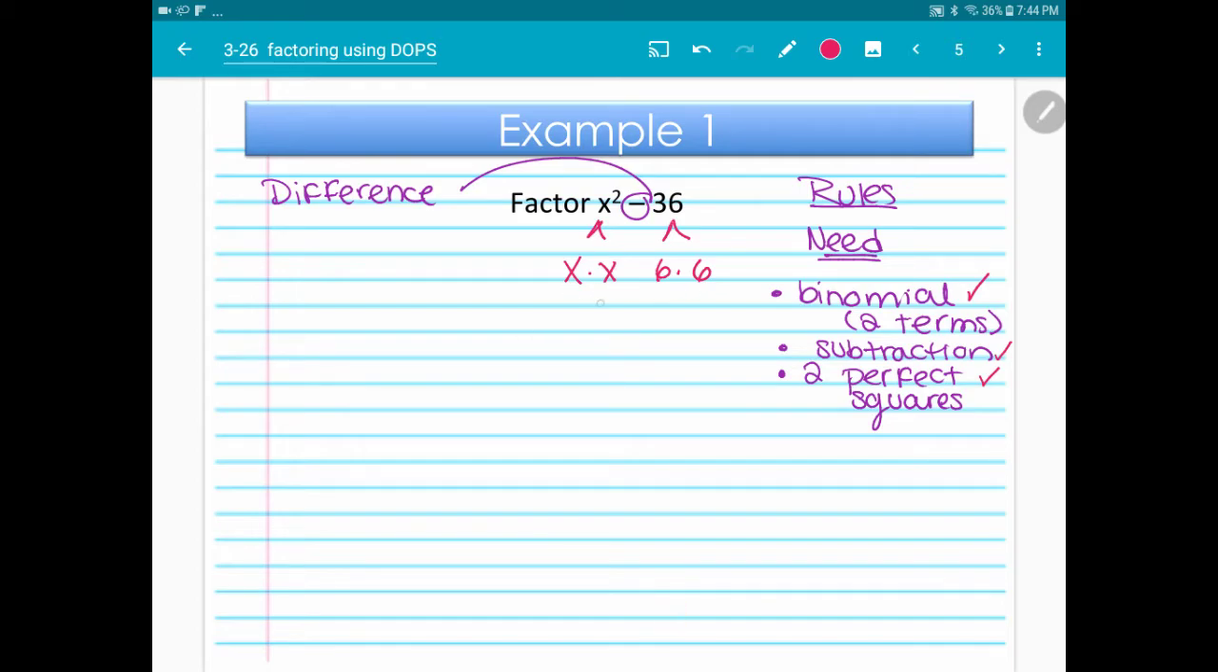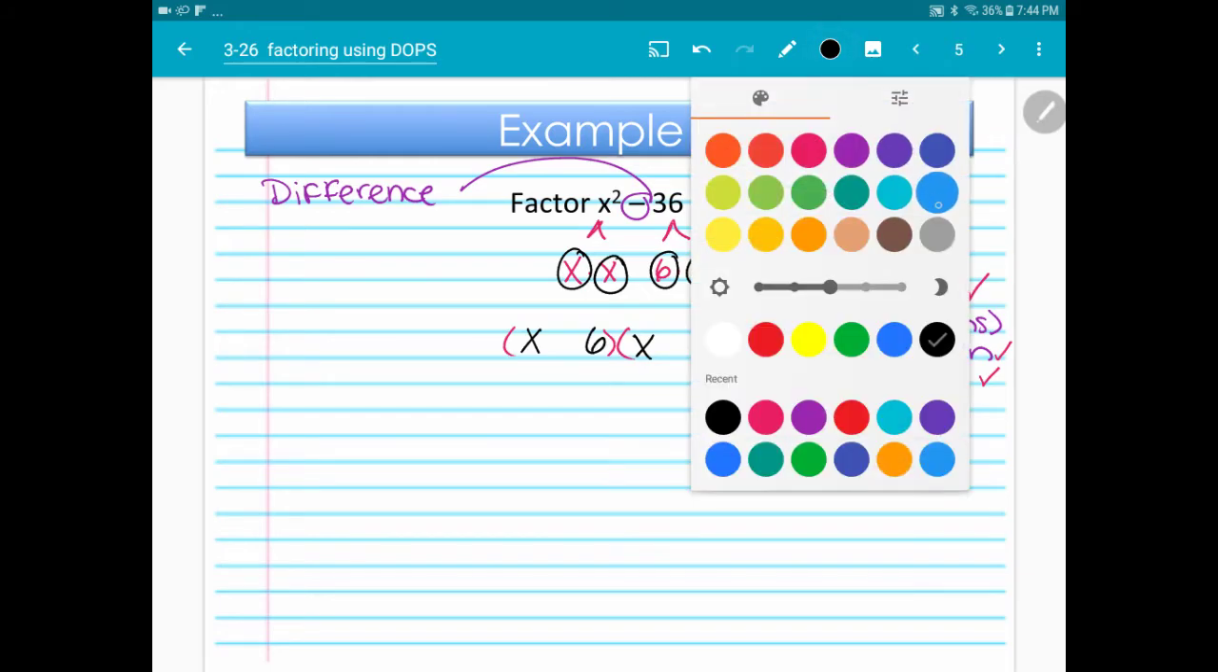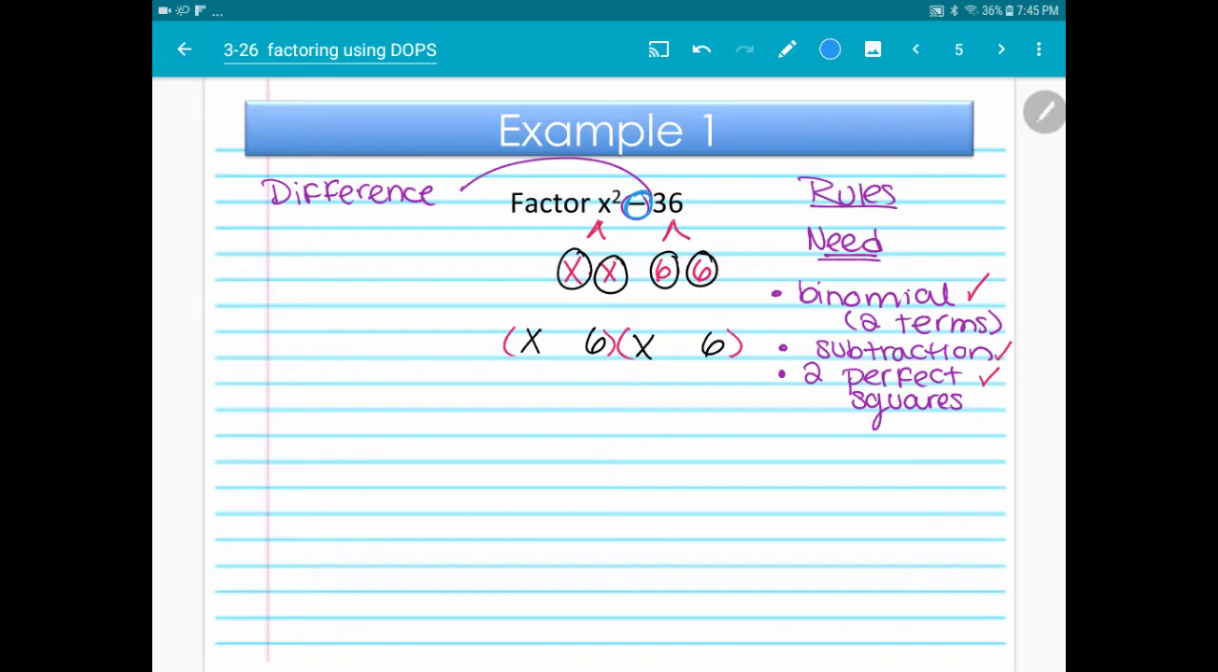Basically, after you've identified the 2 perfect squares, you set up 2 parentheses. Okay, your x's are going to split up and go in one and the other. Then you're going to do the same with the numbers and split those up. And then in order to get a negative in the middle, or difference, we need 1 positive and 1 negative. Okay, and that's always going to look this way. And that's it. That's how easy DOPS is. All right, so my factored form of this is x plus 6 and x minus 6, both in parentheses.